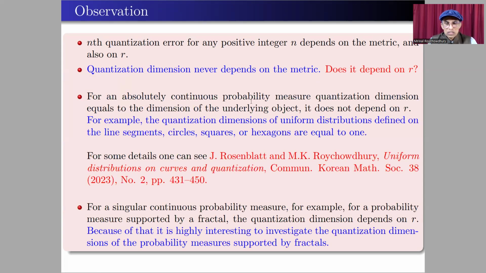For an absolutely continuous probability measure, quantization dimension equals the dimension of the underlying object. It does not depend on R. For example, the quantization dimension of uniform distributions defined on line segments, circles, squares, or hexagons is equal to 1. And also, the Euclidean dimensions of line segments, circles, squares, and hexagons are all 1.